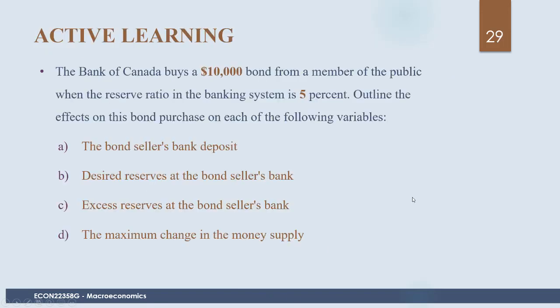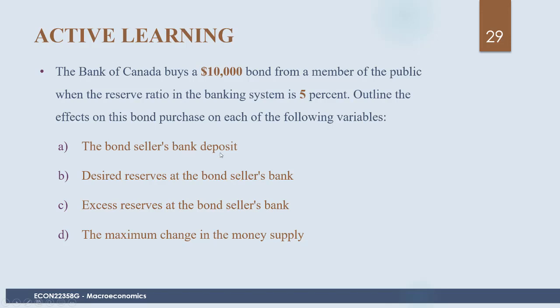So, another active learning question. Suppose the Bank of Canada buys a $10,000 bond from a member of the public when the reserve ratio in the banking system is 5%. Outline the effects of this bond purchase on each of the following variables. You might want to hit pause for each one and try to guess what the answer is. So hit pause.